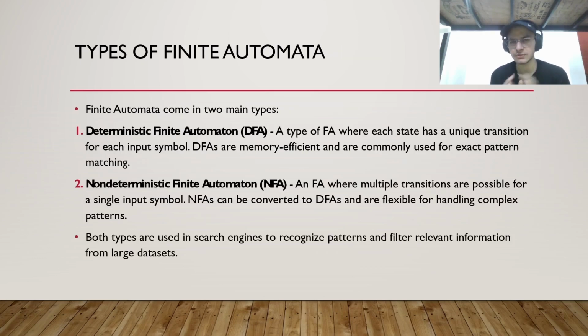There are two types of finite automata. First one is deterministic finite automata. So these are the finite automata where each state has a unique transition for each input symbol. Deterministic finite automata are memory efficient and are commonly used for exact pattern matching.